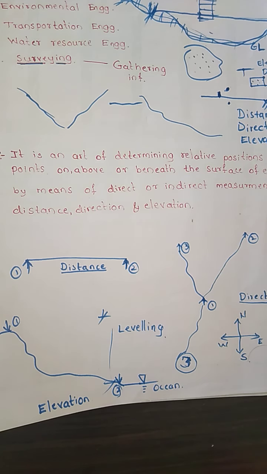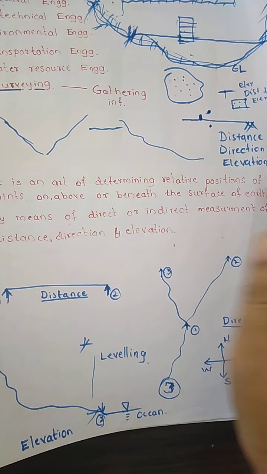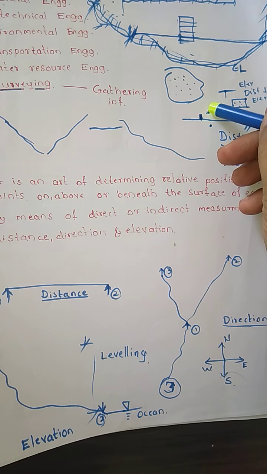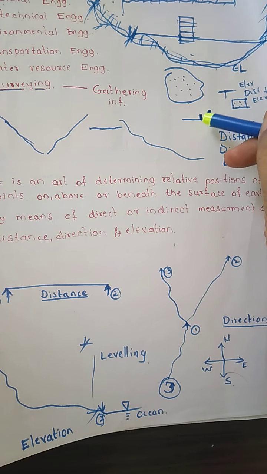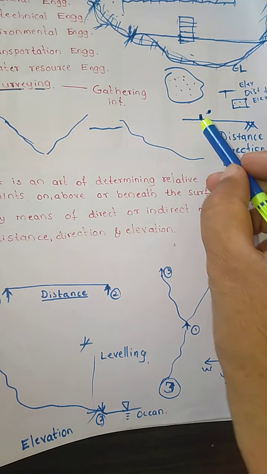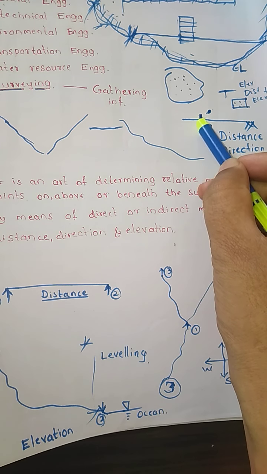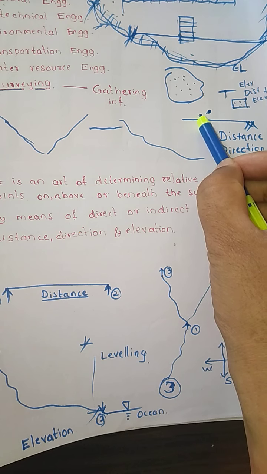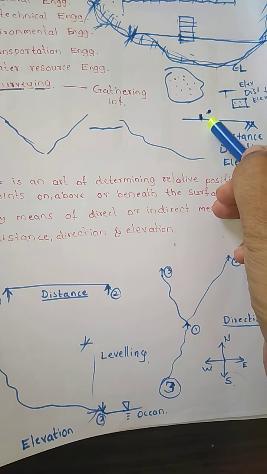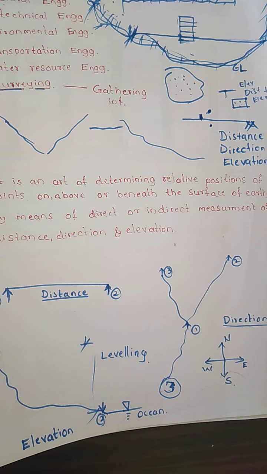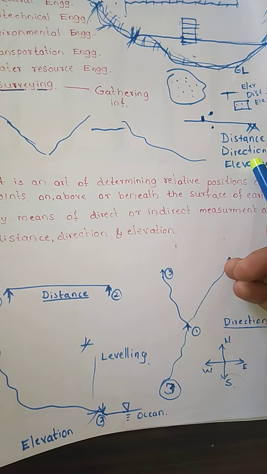I will redefine the definition of surveying. It is an art of determining the relative position of points. These are the points which are present. Suppose this is the earth surface. If the point is present on an earth surface, above the earth surface and beneath the earth surface, by measurement of distance, direction and elevation.